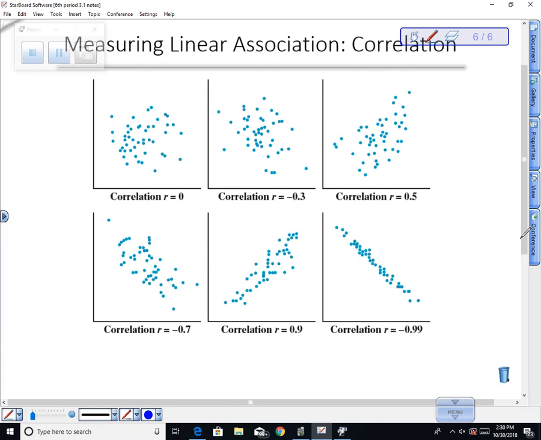So we talked about interpreting and creating scatter plots, and we talked about interpreting and finding R. I think that does it for the day. Y'all have a good day.